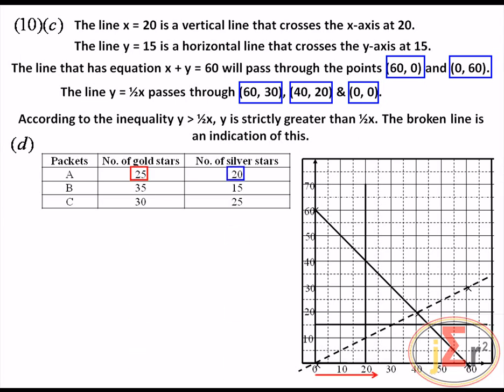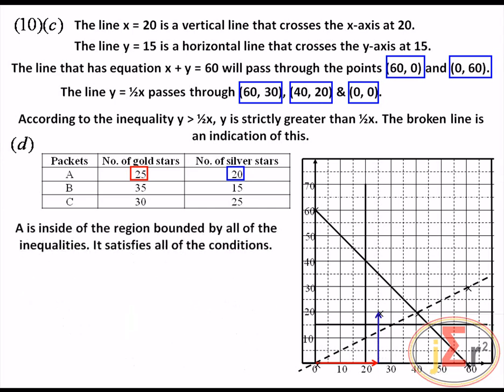Does that one? 25 gold stars and 20 silver stars. Of course. There we have it. A is inside of the region bounded by all of the inequalities. It satisfies all of the conditions.